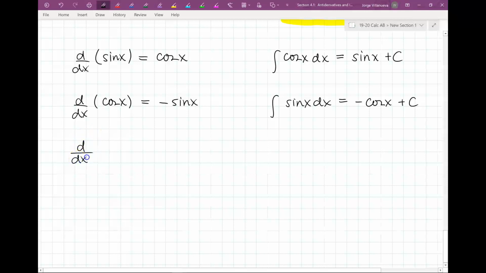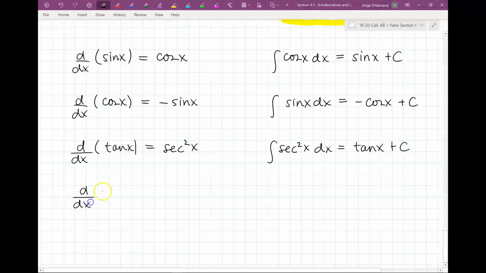d/dx of tangent of x is, you guys remember the derivative of tangent? Secant squared x. So that means that the integral of secant squared x dx would be tangent of x plus c. d/dx of secant of x, well, that was secant x tangent x. So that means that the integral of secant x tangent x dx is secant of x plus c.